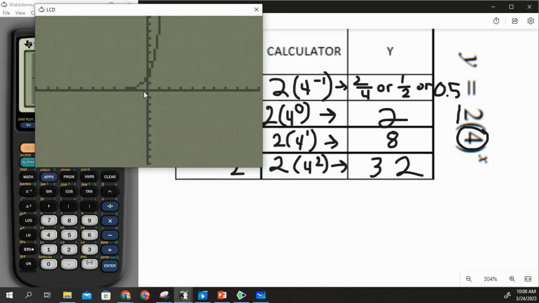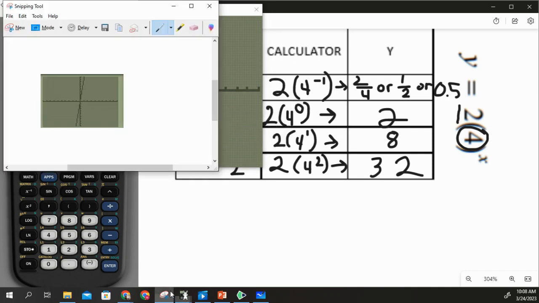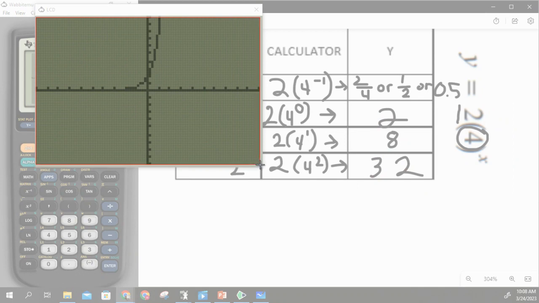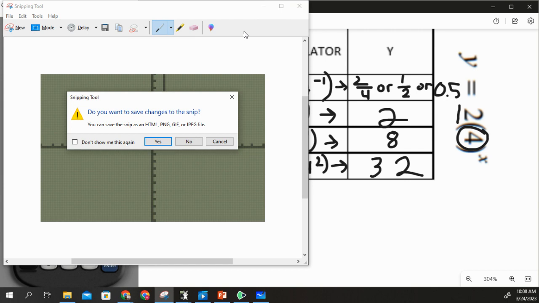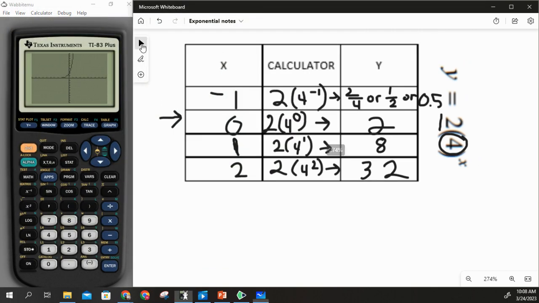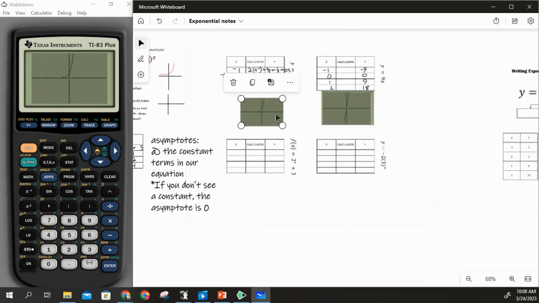take that. No, I don't want to do that. That's a lot. I'll just use the snipping tool. My bad. Trying to just grab the graph so we can go and see it. Closing. Yes. No. Yeah. All right. Let's paste that bad boy.